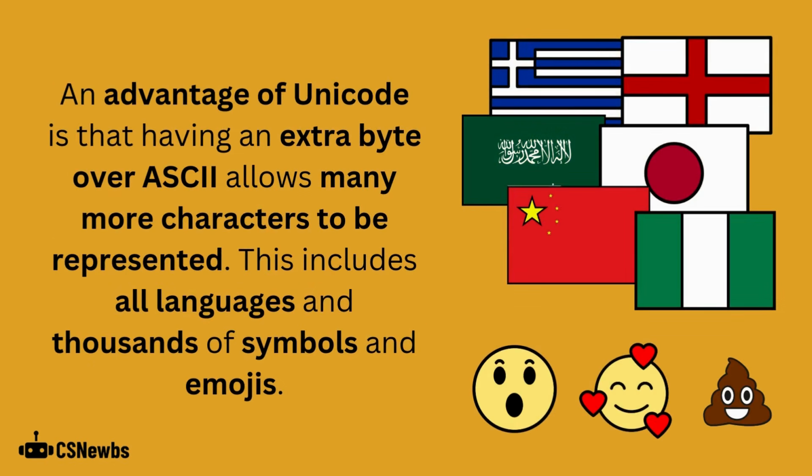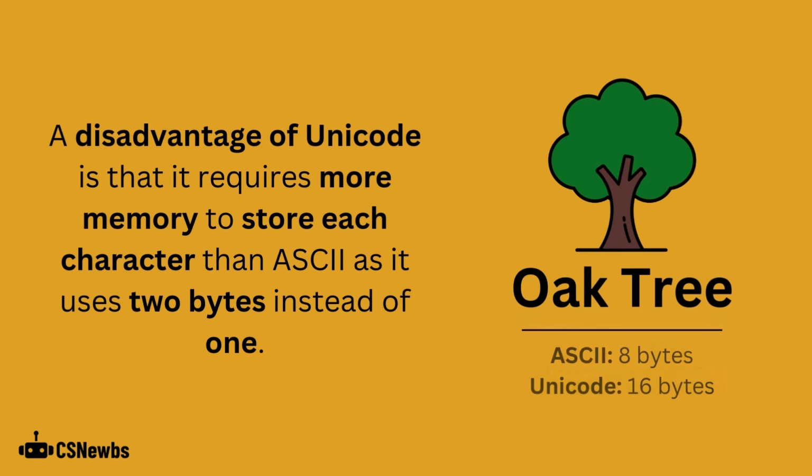An advantage of Unicode is that having an extra byte over ASCII allows many more characters to be represented. This includes all languages and thousands of symbols and emojis. A disadvantage of Unicode is that it requires more memory to store each character than ASCII, as it uses 2 bytes instead of ASCII's 1.